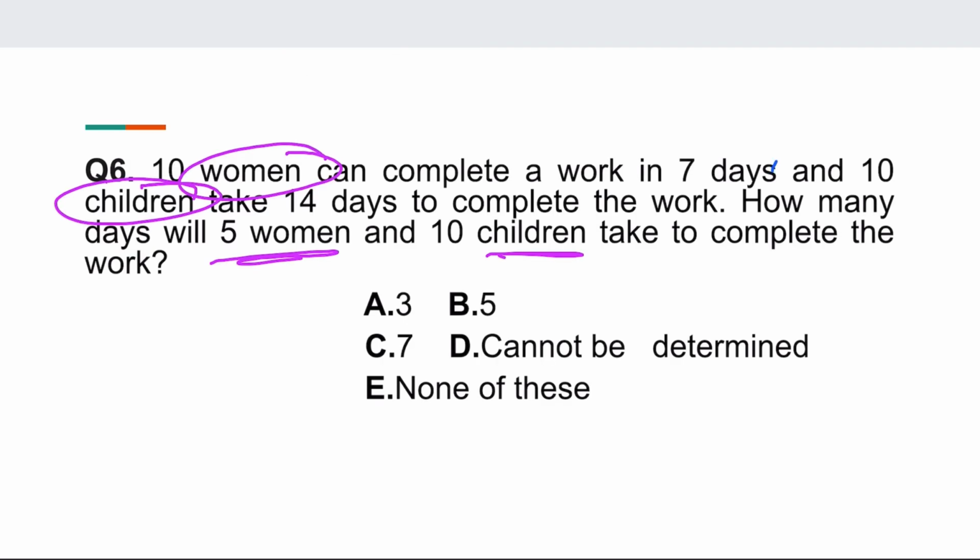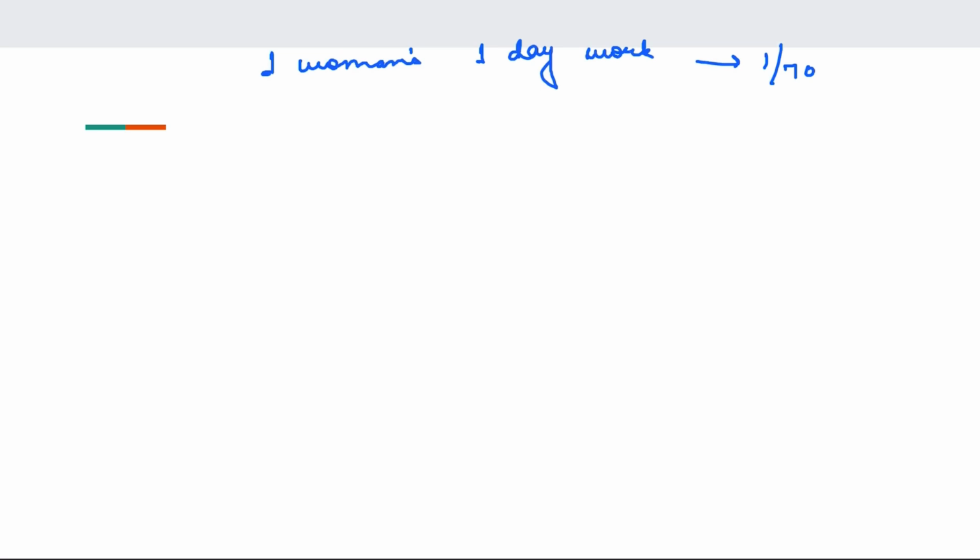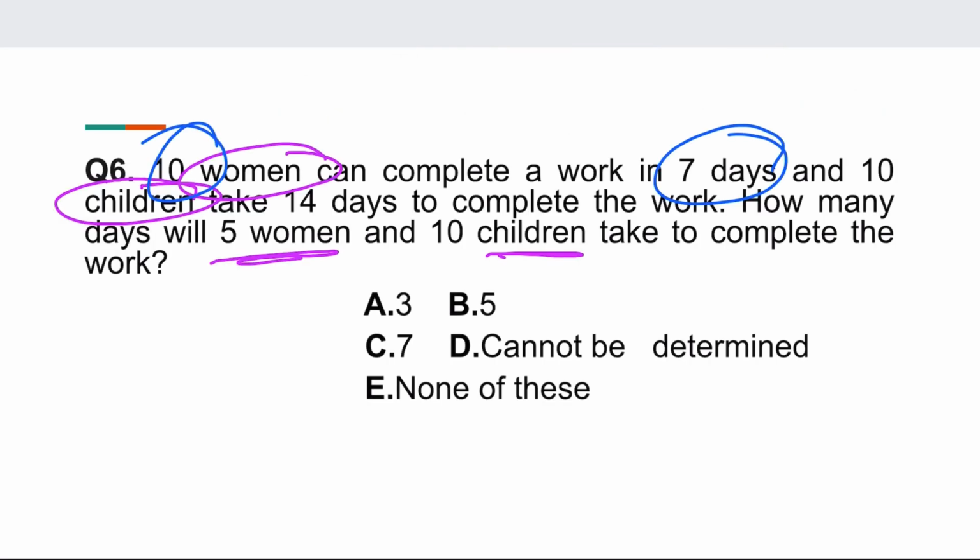Okay. So one woman's 1 day work is going to be what? 1 by 70. Correct? How is it going to be that? 7 days, 10 women, 70. Right? So 1 by 70. One child's 1 day's work, here it's going to be days. Don't come at me for not writing apostrophe s. 1 by 140. Why 140? Again, 14 days, 10 children.